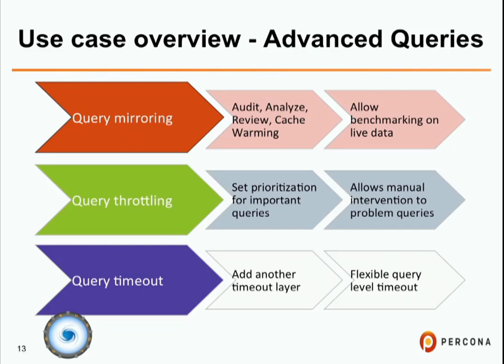Query throttling and query timeout. We can talk about those. Throttling is for prioritization, for giving queries priority. If you identify queries in the proxy layer that you want to go faster or make slower, there are some settings to do that.